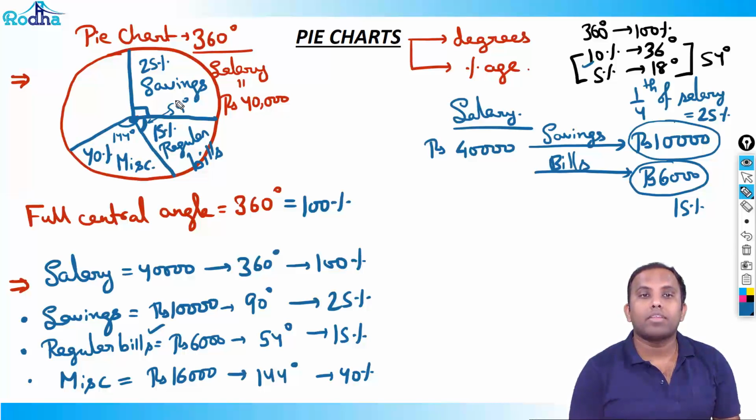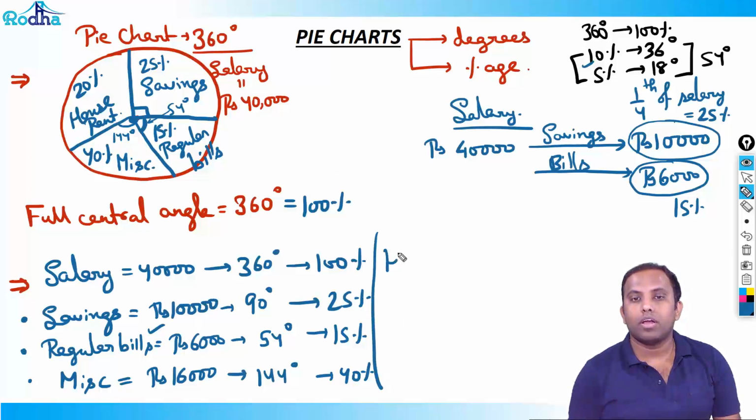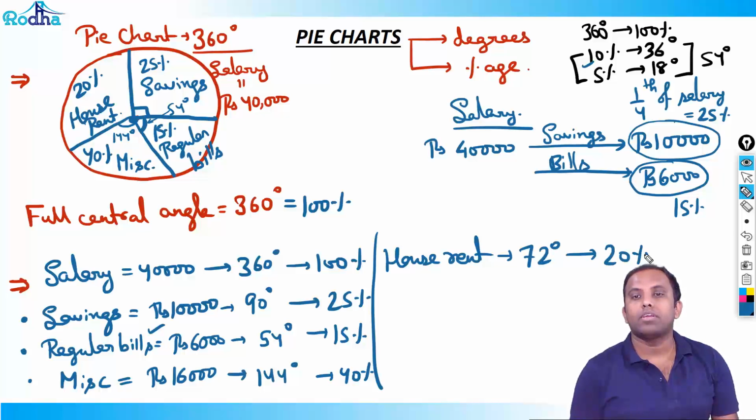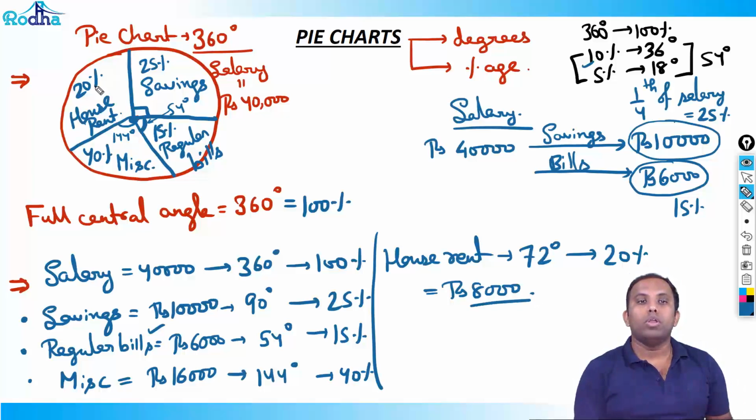And let's say whatever is the rest, 20%, is the house rent. So if 20% is the house rent, how much is it in degrees? For 360 degrees, 10% is 36 degrees, so 20% is 72 degrees. House rent is 20%, that is 72 degrees. In amount, 20% of 40,000 is rupees 8,000. So see, my whole pie chart is drawn.